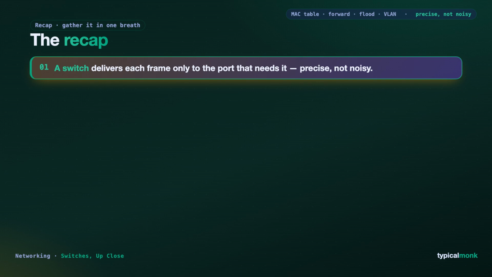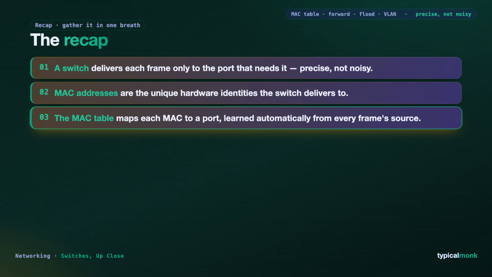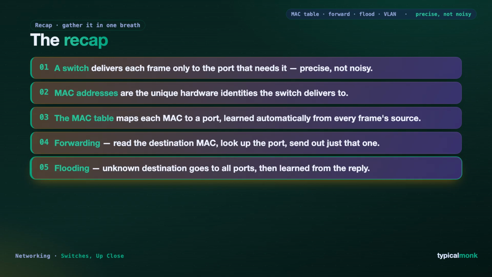A switch delivers each frame only to the port that needs it, a smart hub, precise instead of noisy. MAC addresses are the unique hardware identities the switch delivers frames to. The MAC table maps each MAC to a port, learned automatically from every frame's source. To forward, the switch reads the destination MAC, looks up the port, and sends out just that one. For an unknown destination, it floods to all ports, then learns the right one from the reply.